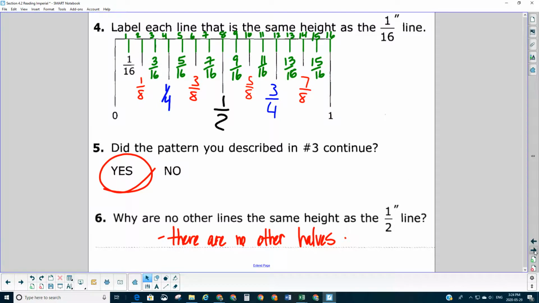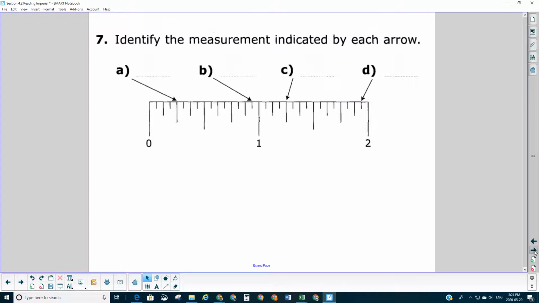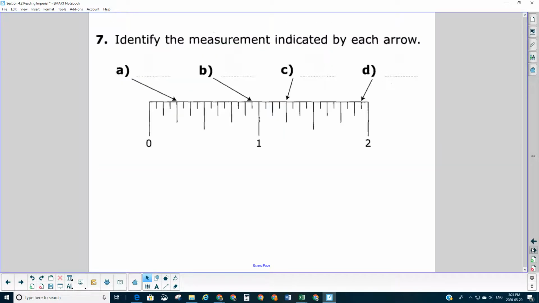All right, so that gets us to number 6. And now we're going to put this stuff all together and try our best to measure our imperial ruler. This is really the whole goal of this lesson, to practice measuring imperial rulers. So you'll see here a section of a ruler. It's only 2 inches wide, 0, 1, and 2. The one we were looking at before was only 1 inch wide. This is 2 inches wide.